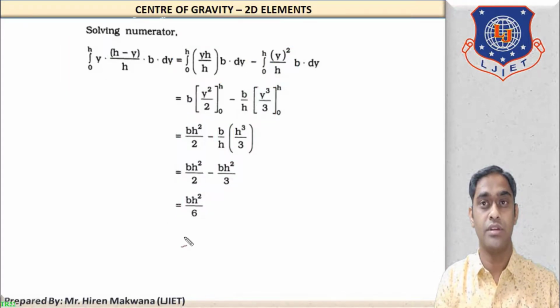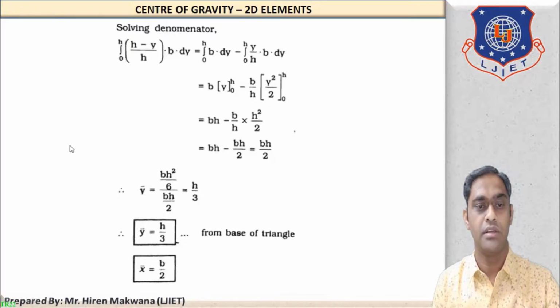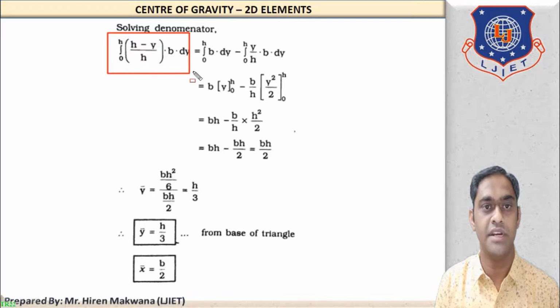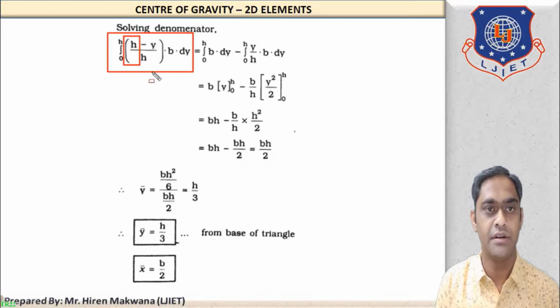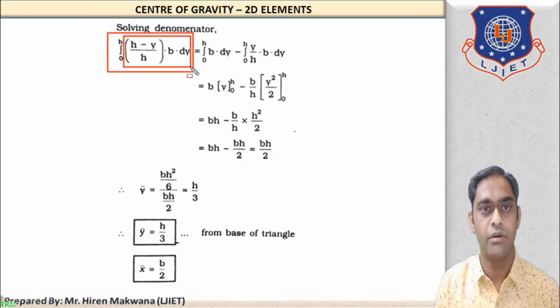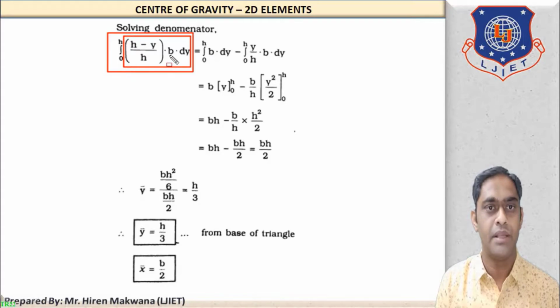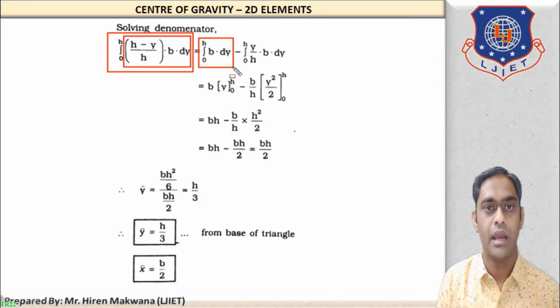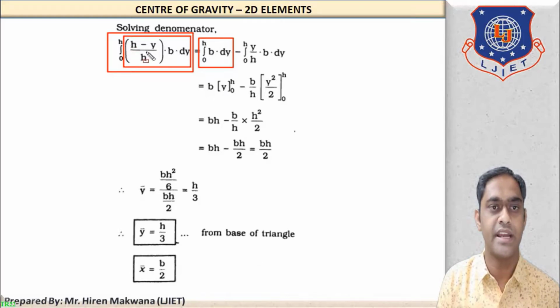Now let us check the calculation for the denominator also. Here it is the calculation of the denominator. What is the denominator? Integration dA. Integration dA, replacing the value of dA. Now again, multiply this b in the bracket and get two separate terms. So it will be 0 to h, b dy. How is it b dy? When you multiply this b inside, this h will get cut out. Only b will remain in the bracket.